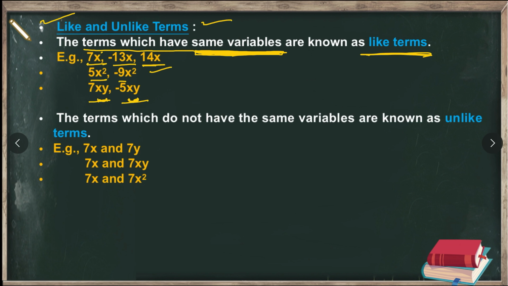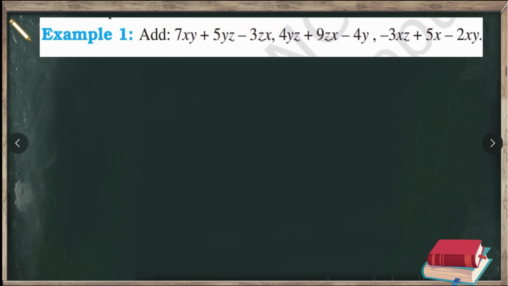Okay, and the next and the most important thing is like and unlike terms. When the variables are the same, they are called like terms, and if the variables are not the same, they are called unlike terms. Okay, now the next subtopic is addition and subtraction of algebraic expressions. Here we are going to use the concept of like and unlike terms. We are going to understand this with the help of a few examples.